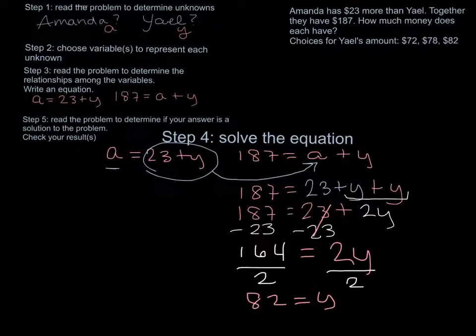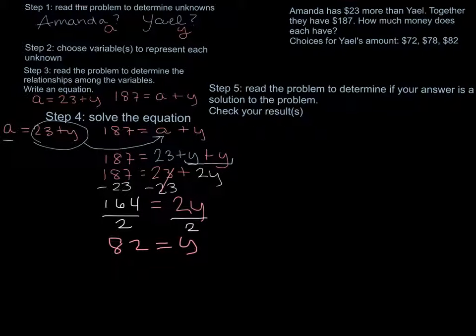Now what I need to do is make sure that my entire problem has been solved. I'm moving into step 5. I'm going to reread the problem and determine if my answer satisfies what I'm actually looking for. As I reread the problem, Amanda has 23 more than Yael. Together they have 187. How much money does each have? I realize that I've only solved for Yael, so I still need to solve for Amanda.